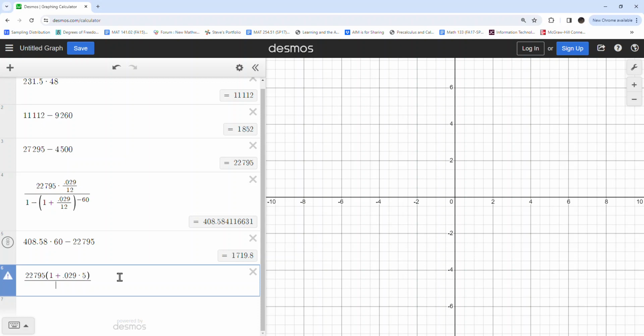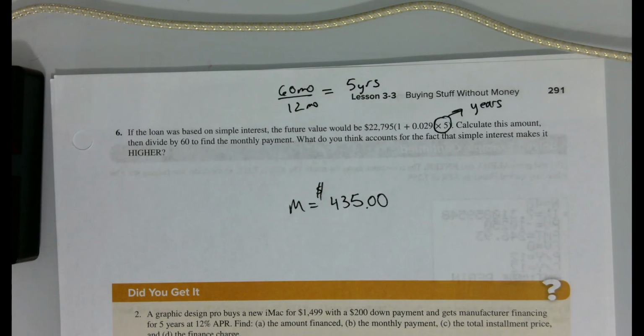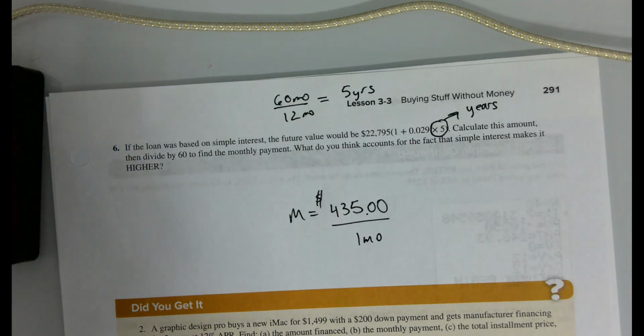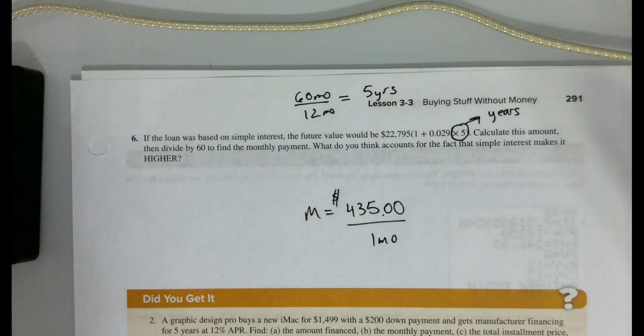So if we divide this whole thing by 60, the monthly payment on a simple interest loan, not a compound interest loan, would have been $435. Why is it higher? Well, the answer is, with simple interest, the amount of interest you're paying is fixed. So each month you're paying the exact same amount of interest, and you're never decreasing the amount of interest you pay, because the amount of principal you owe doesn't matter.